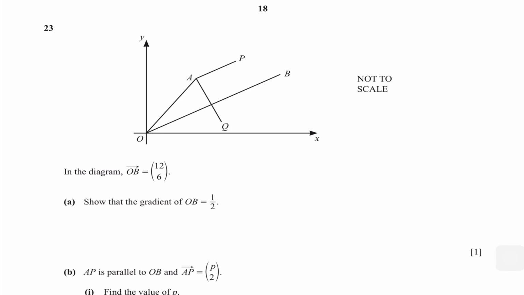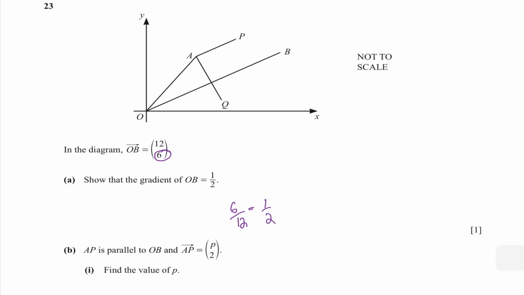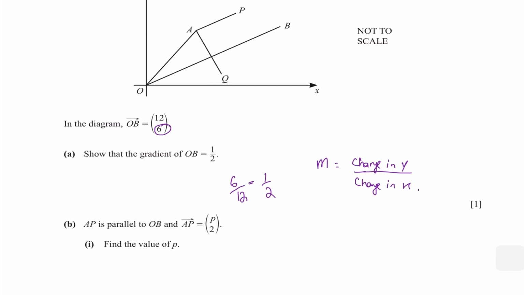Okay, so remember this. Whenever you have the vector form and you want to find out the gradient, what you do is you simply divide y by x. So what we're going to do is take the y component, which is 6, and divide by the x component, which is 12, and that will give us 1 upon 2. And why is that? That's because the gradient is simply equal to change in y upon change in x. There you go.